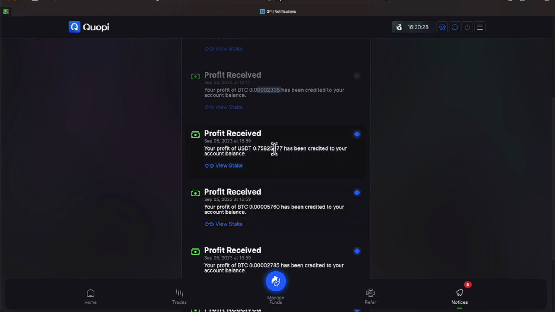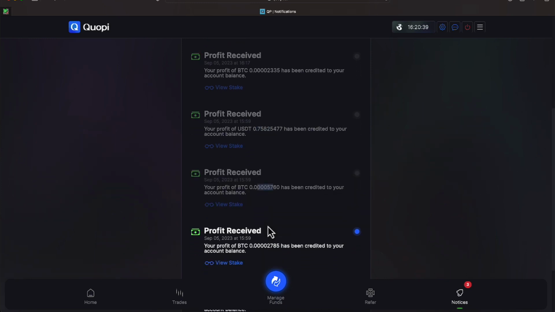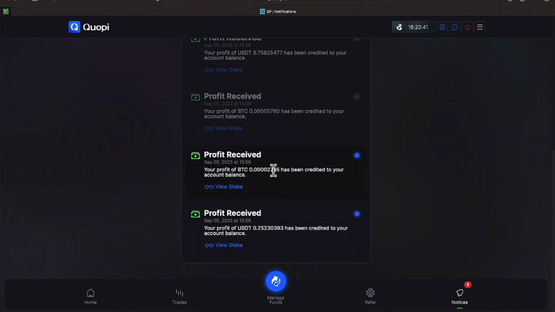We also received 78 cents and some change on USDT. And we received some more Bitcoin, as the breakdown here, right there. And then we also received some more Bitcoin with a breakdown of a decimal and a bunch of zeros.